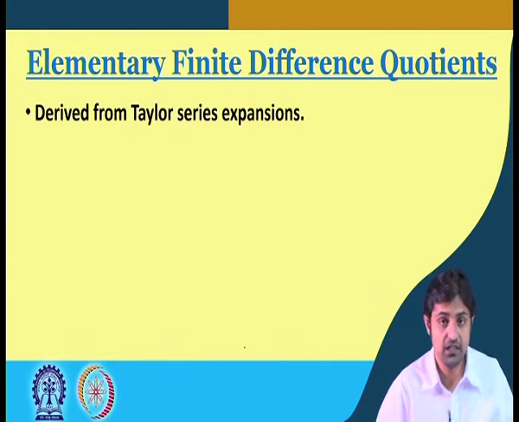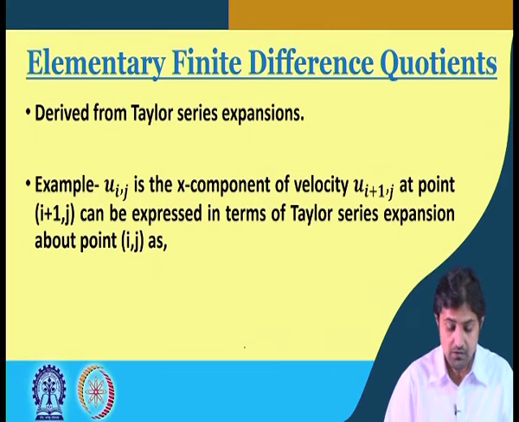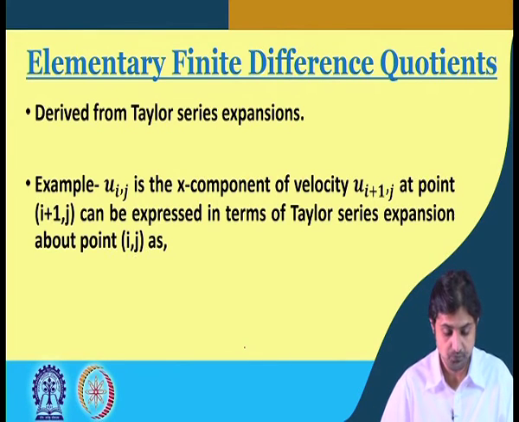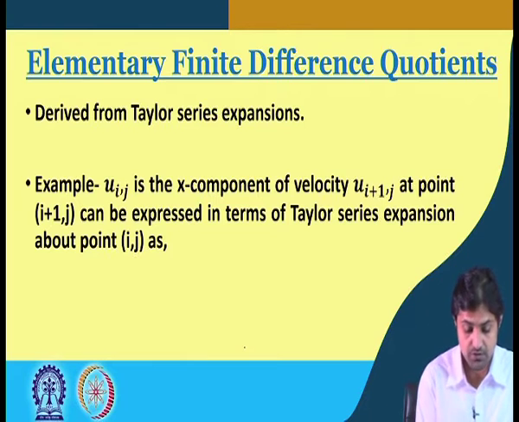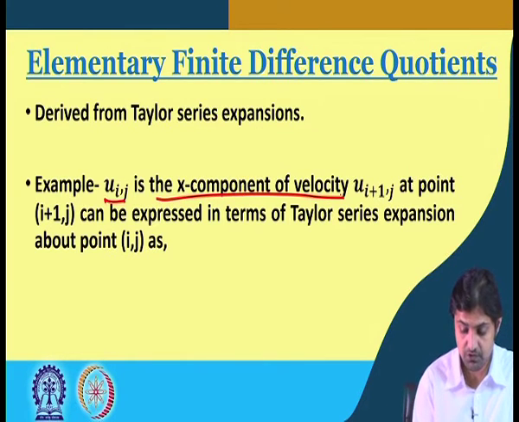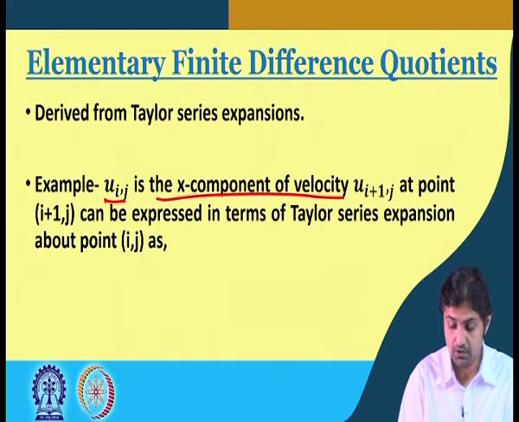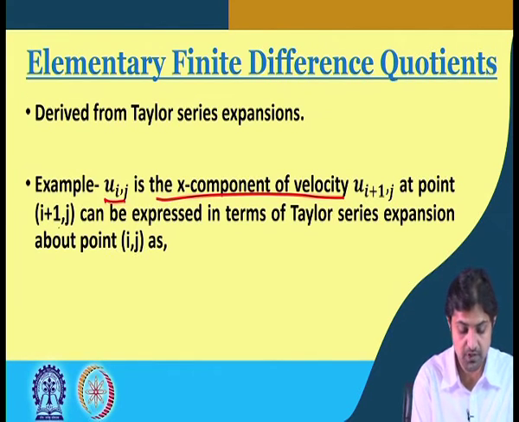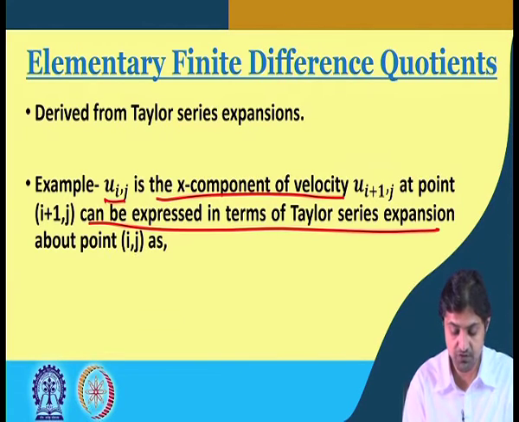Derived from Taylor series expansions. So, the elementary finite difference quotients are derived from the Taylor series expansions. An example is that u_ij is the x component of velocity, okay. u_(i+1,j) at the point (i+1, j) can be expressed in terms of Taylor series expansion about point (i, j) as.